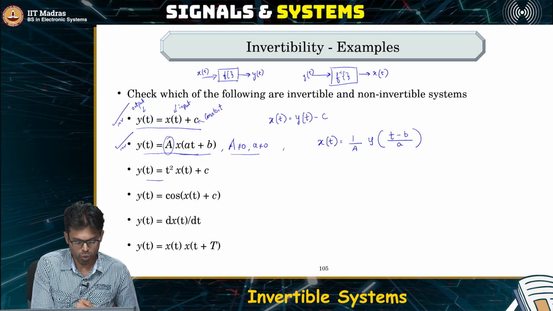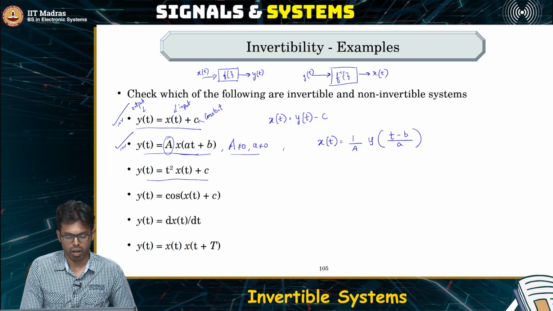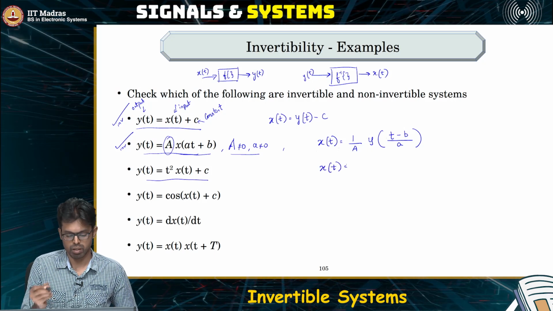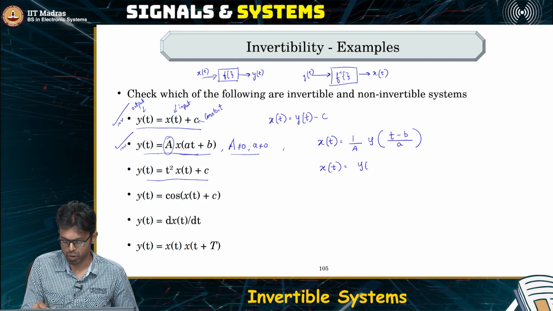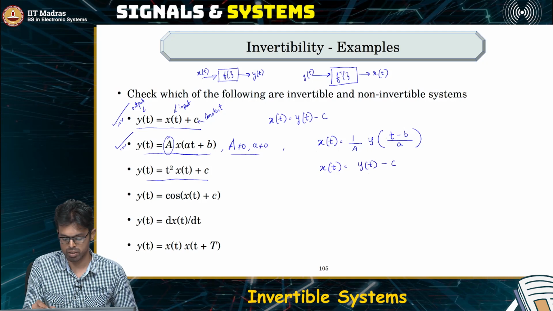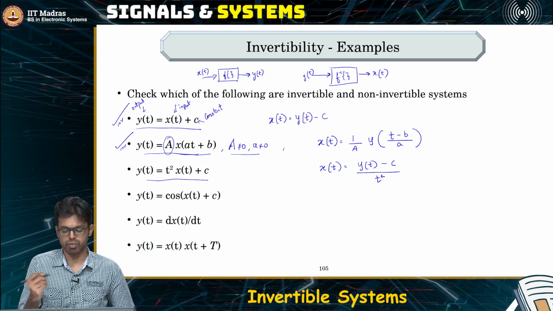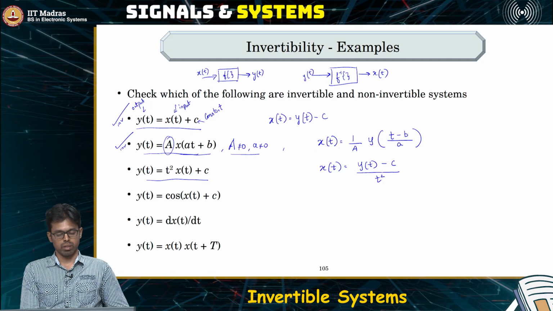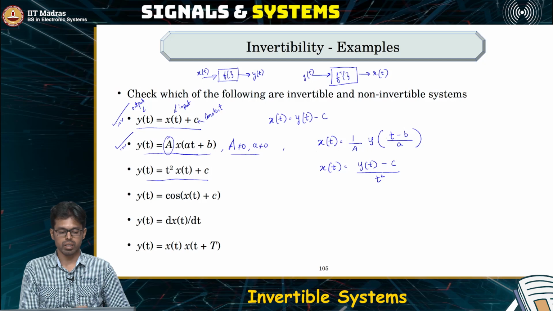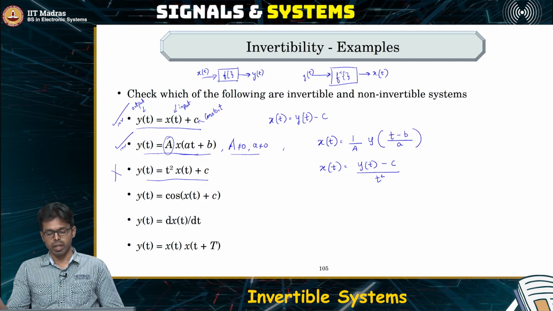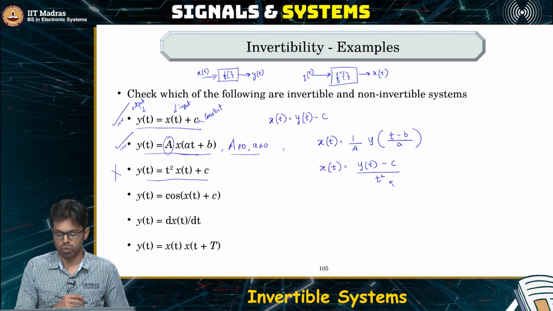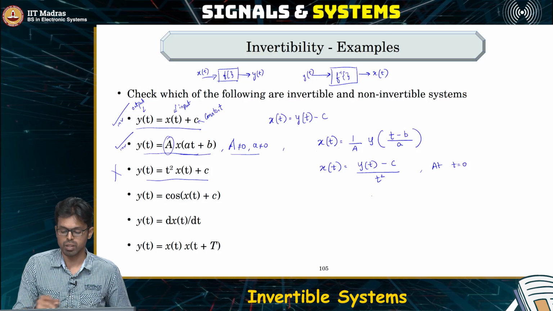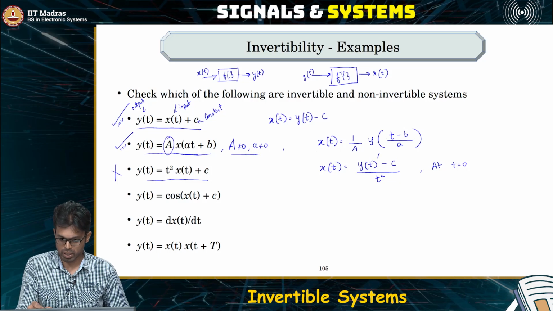Excellent. Now let us see what happens to this case. Can we get back x of t as something like y of t minus c divided by t square? If we do this, will we get back the input signal? Well, it so happens that this is not an invertible system. It looks like it's an invertible system here, but what happens at t equal to 0? This goes to infinity, so we'll not know what was actually here in that case, right?